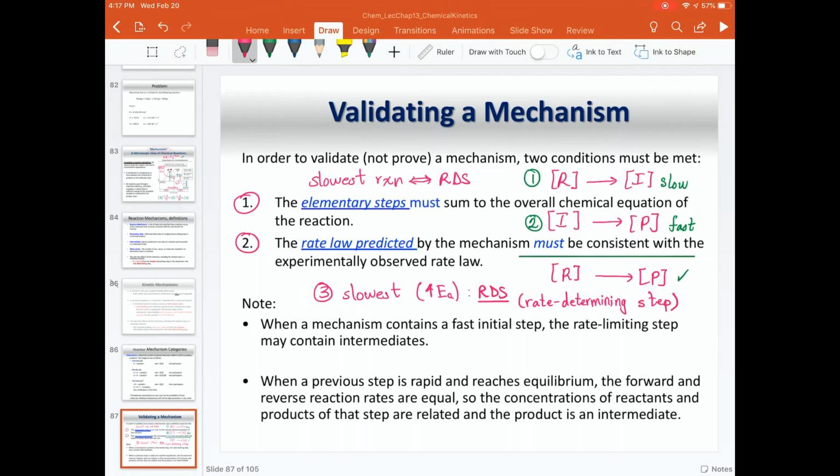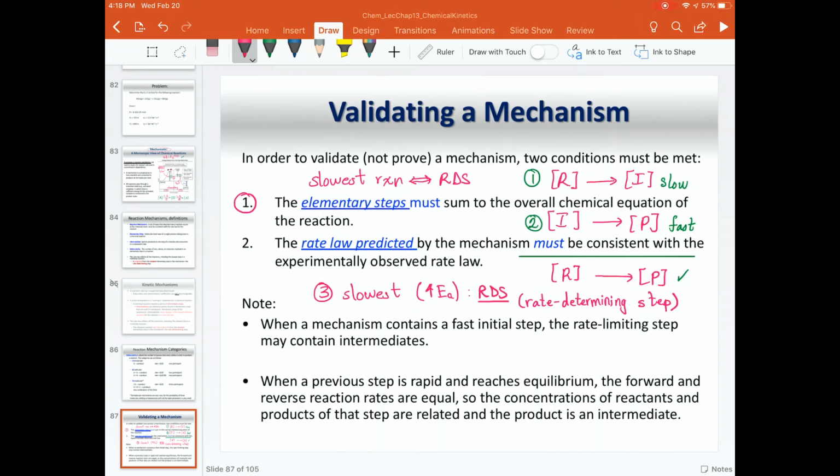Now, we can propose this mechanism, but how do we know that it is actually a good one in terms of the actual reaction that you have? Well, remember, a mechanism is something that you proposed. It could be right, it could be wrong, but you have to prove that it's right. So there are two main criteria that you have to follow in order to make sure that your mechanism is correct. The first one is that if you propose any elementary steps, when you add them all together, they have to add up to the overall reaction.